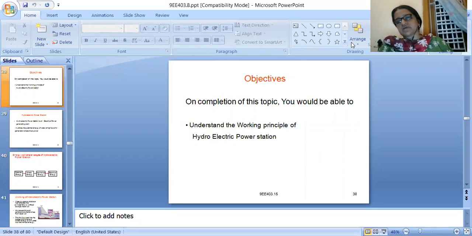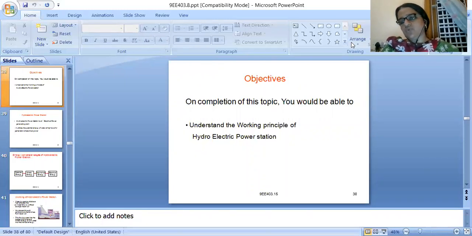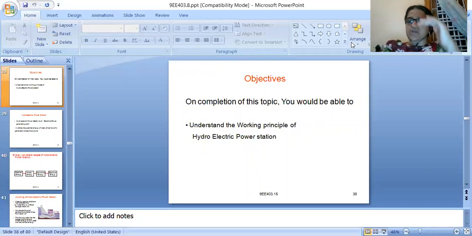In the last class, I gave the introduction to hydroelectric power station. Also, I told some basic definitions regarding hydroelectric power station. Hydroelectric means we are trying to generate electricity by using water. Directly we are not getting electricity from water. What we are doing is storing the water at a particular height, so your water is gaining potential energy because of that height. As your water has potential energy, that is getting converted into kinetic energy.